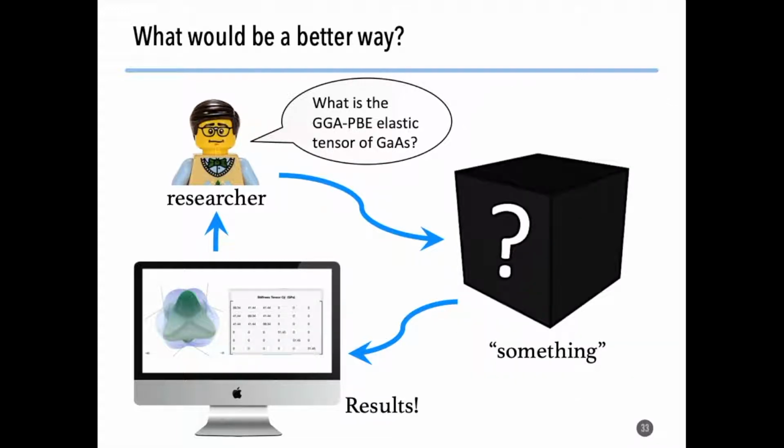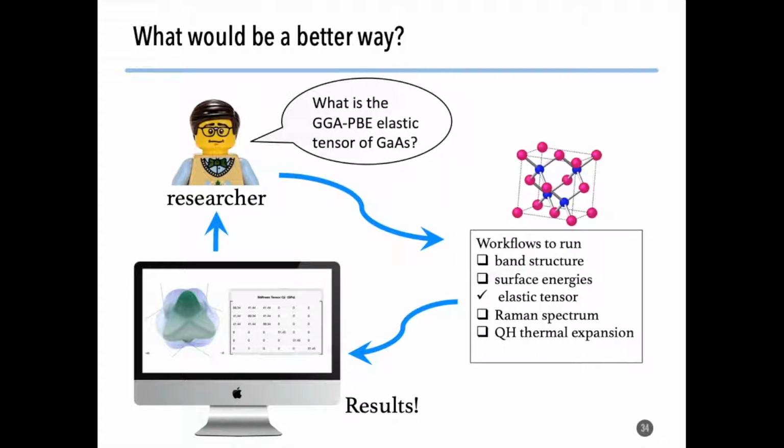So we thought, well, what should it be? What would be a better way? What should go in this box once you have a calculation that you want to do? Ideally, it could just be a checklist of saying, okay, I have my crystal structure of gallium arsenide. I want the band structure. I want the elastic tensor. I want the thermal expansion coefficient. And then I just click go and come back later, and I get back the results. So that's the idea of what we want.